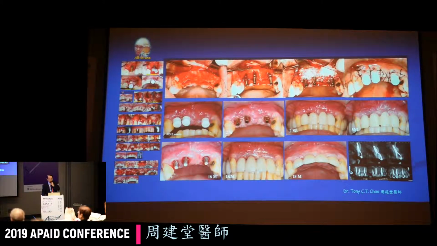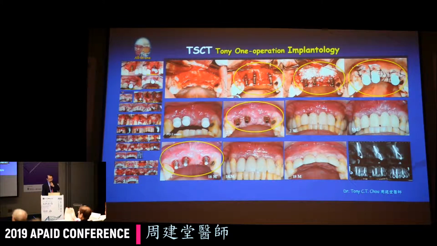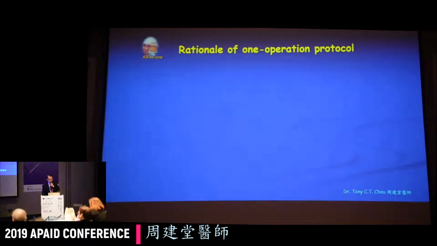So this is the narrow ridge situation in maxilla anterior. Also, we put the implant, place the abutment and GBR grafting and finish in one operation. And this is after 2 weeks later. We look at the soft tissue healing well, and we give the patient a fixed provisional. And this is after 18 months later, we finish the final processes. This is the real TSCT, Tony one operation implantology.